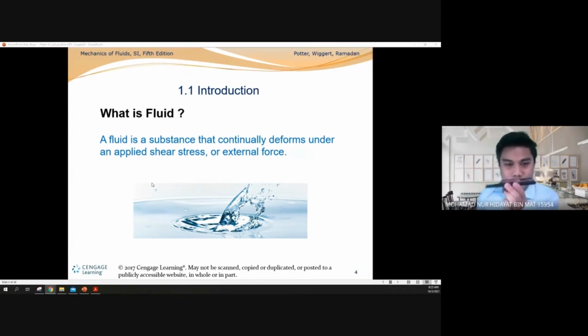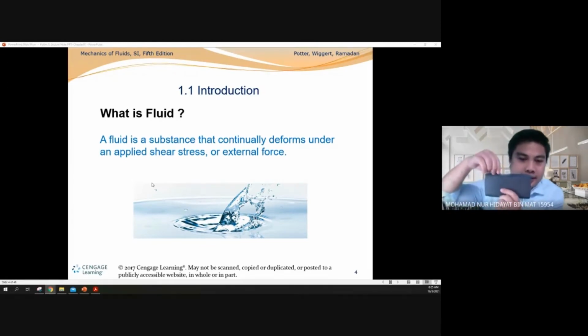Okay, for example, this is a solid. Or okay, this is a calculator. A calculator is definitely a solid. You try to push, you try to apply a disturbance, an external force. Do these particles move, deform continuously?